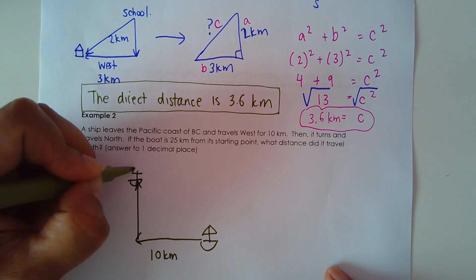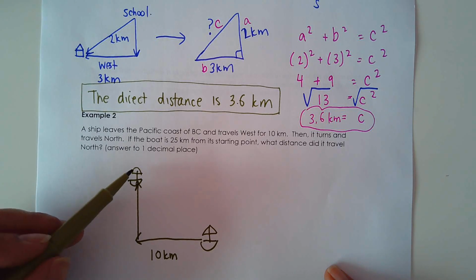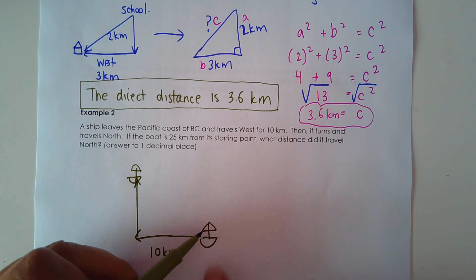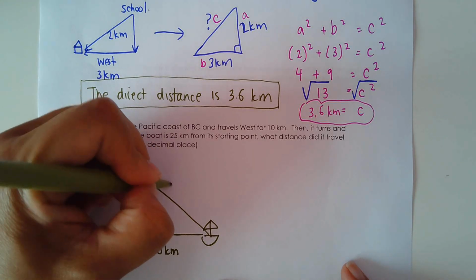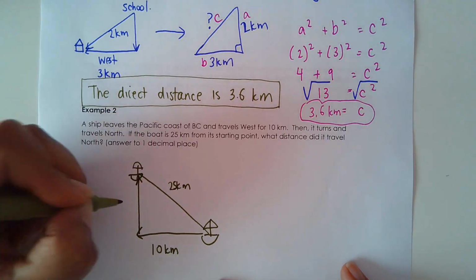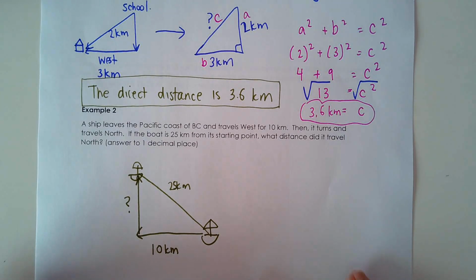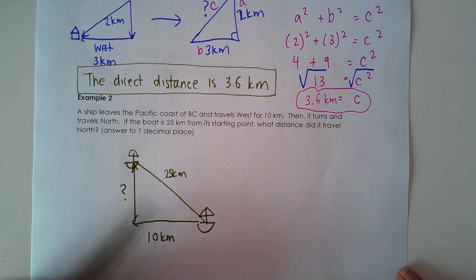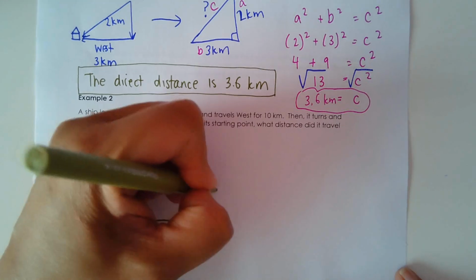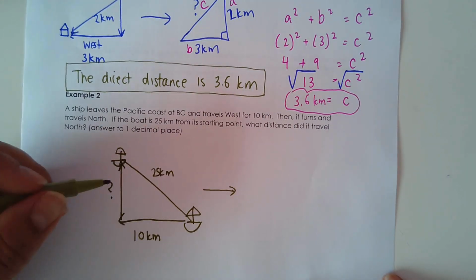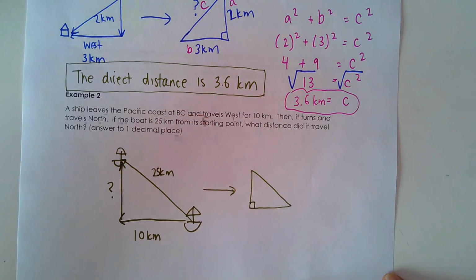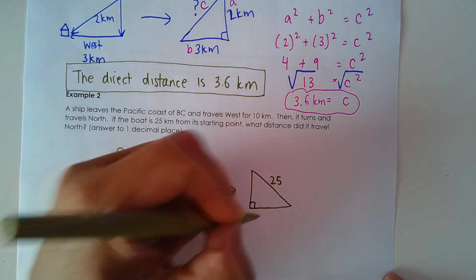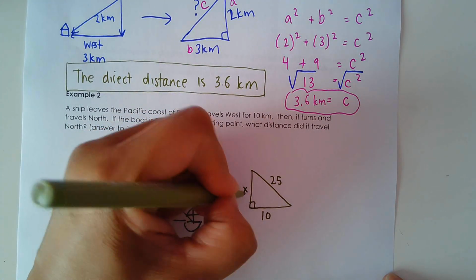So this is where it ends off. If the boat is 25 kilometers from the starting point, so if this is where it started, this is where it ended, and this distance here is 25 kilometers, what distance did it travel north? So there's my diagram with my boats, and what I'll do is I'll draw a right triangle with just the key information. So we have 25, we have 10, and we're solving for this side here.